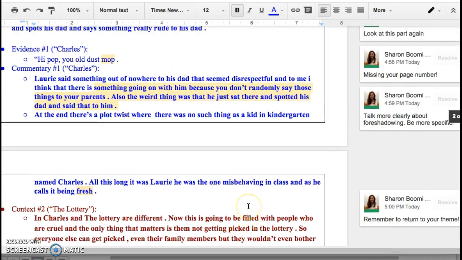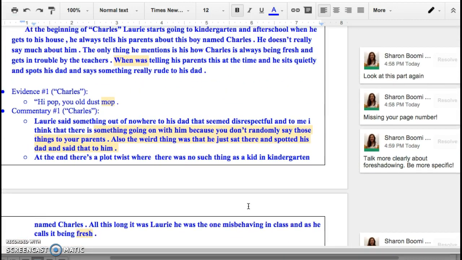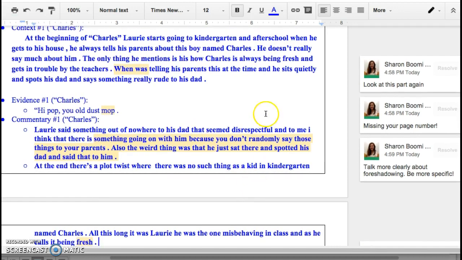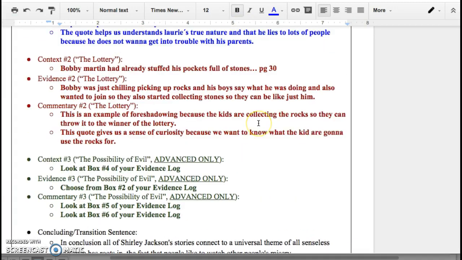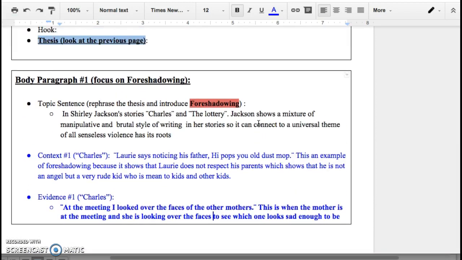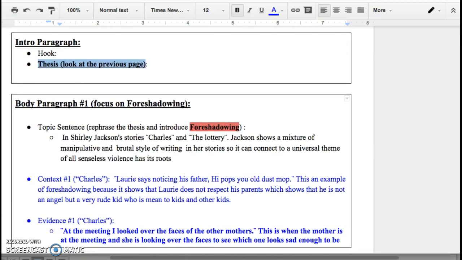Okay. So this is just an example of a close peer review of one person's outline. Okay. We're going to look at one more. Okay. We've got another outline from one of our classmates. We're going to start from the intro paragraph.